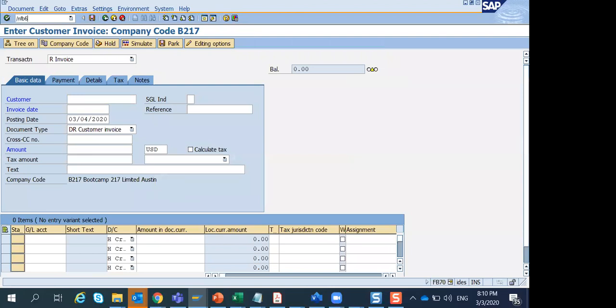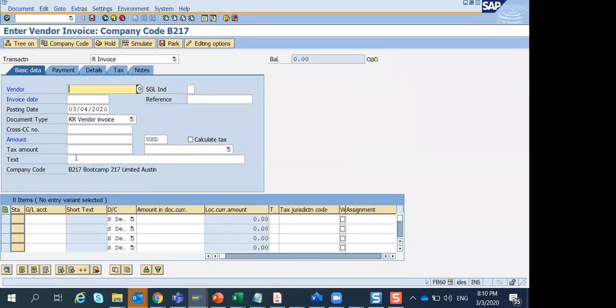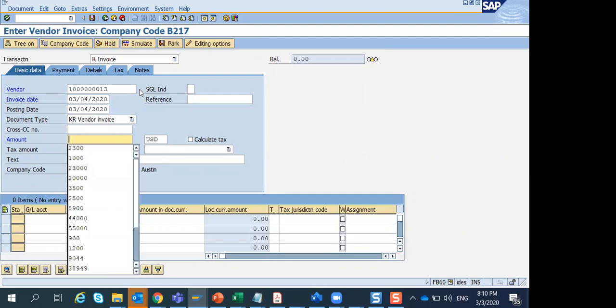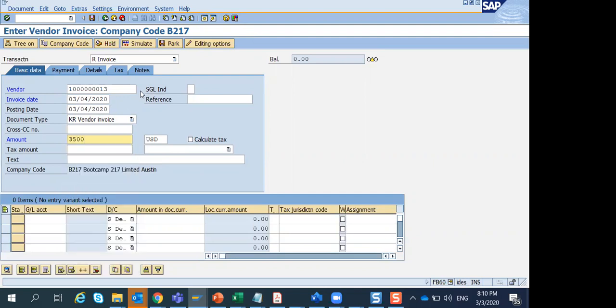let me just call FB60. I'm going to create a vendor invoice, just like for that example. B217, here's my vendor, here's the date, and let's say about $3,500, and now I want to have two expense accounts. For example, I have this GL account, 4200 and 4200. They both debit. One is 1,500, and the other one is about $2,000.